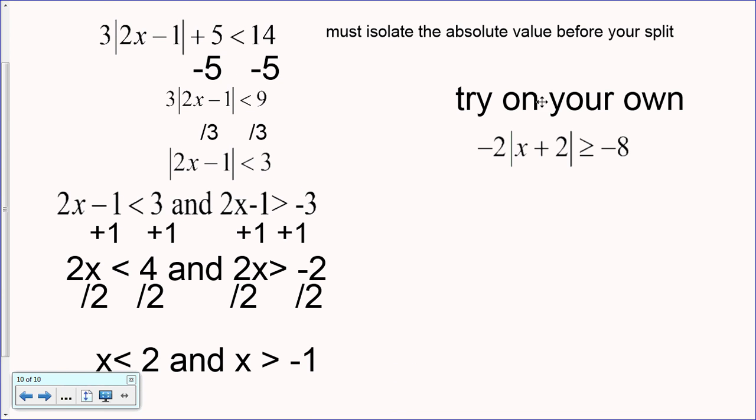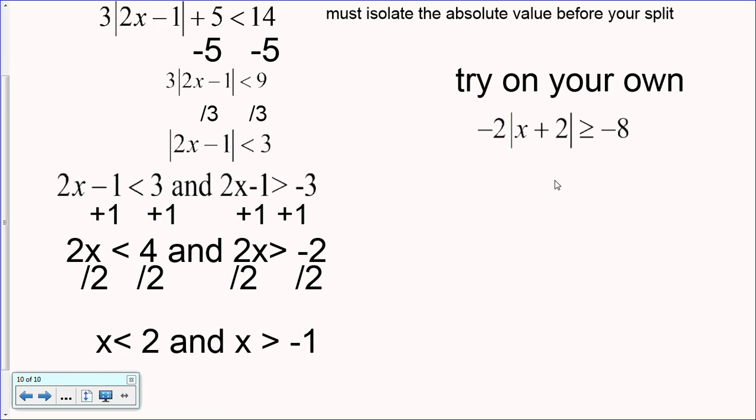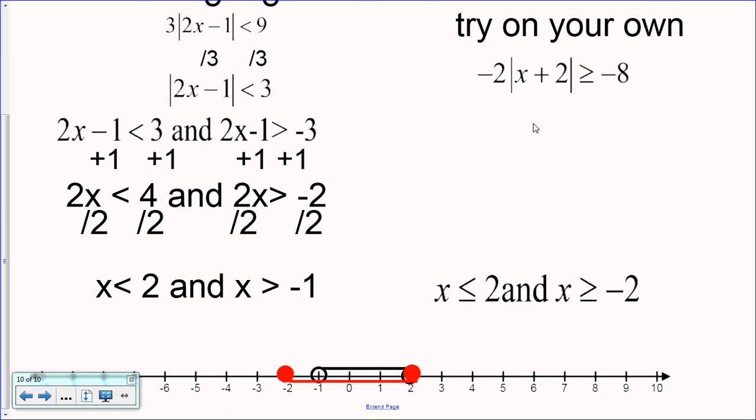Okay? Now go ahead and try this one on your own. When you're done, remember, don't forget to get the absolute value by itself. When you're done, I will show you the answer. Okay, so for this one, you should have gotten x is less than or equal to 2 and x is greater than or equal to 2, which is the red graph here.